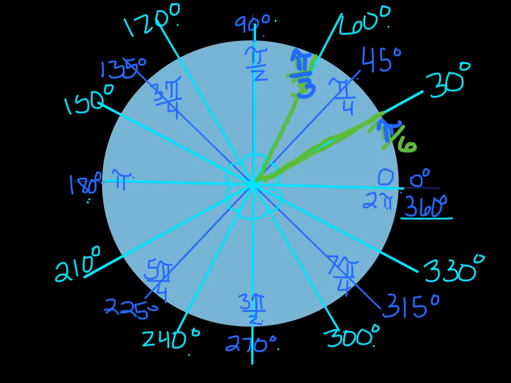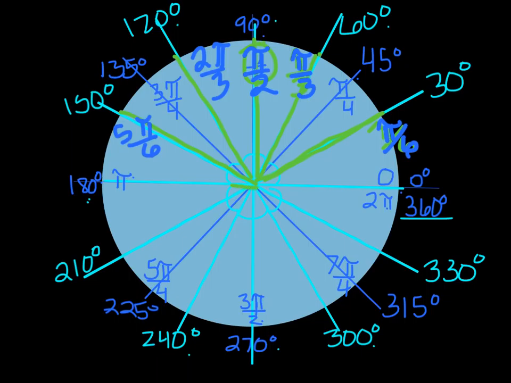Pi over 6. Right? Then this green one right up here, still pi over 2, because it would be 1/6, 2/6, 3/6 is pi over 2. 3/6 is a half. This is the 4th 6. 4/6 reduces to 2/3, 2 pi over 3. This is the 5th 6, so it's 5 pi over 6.